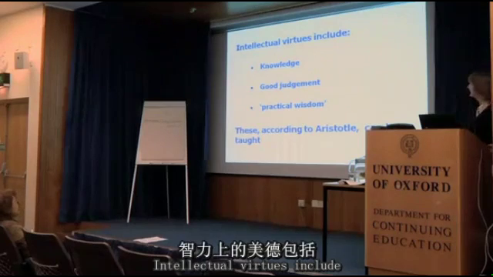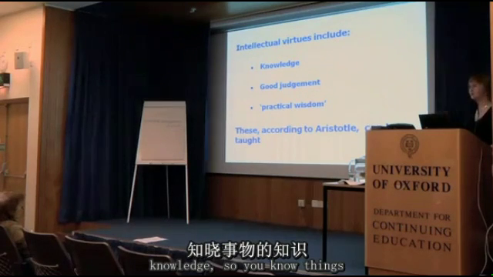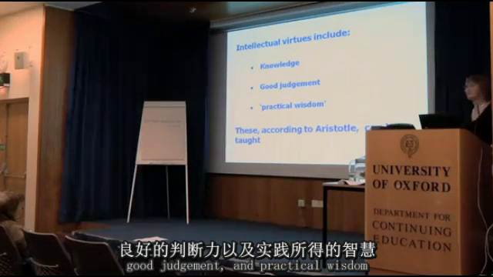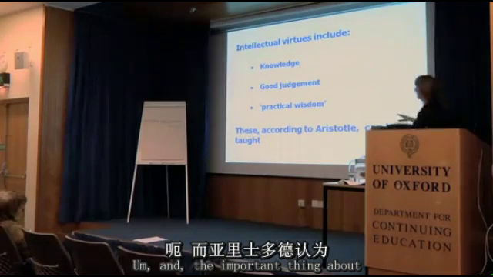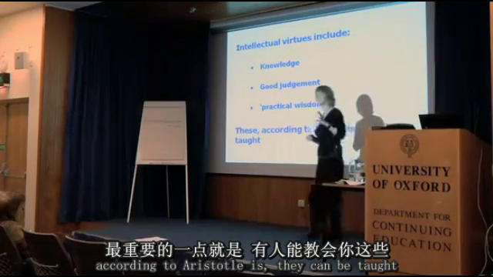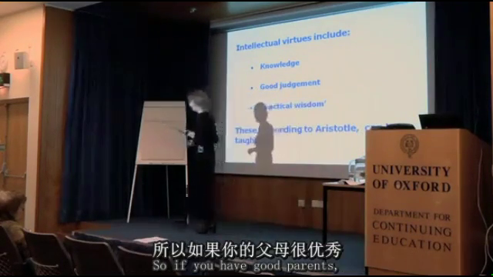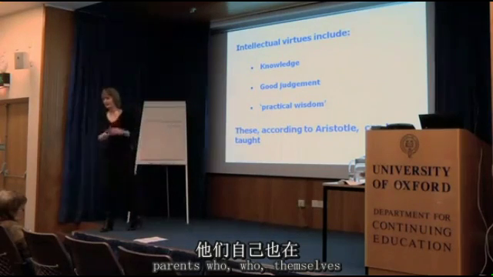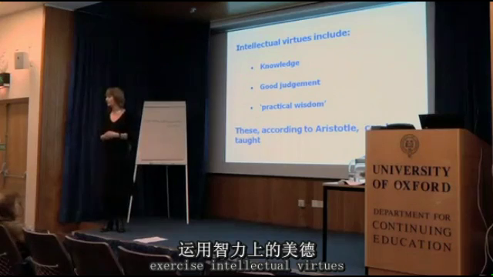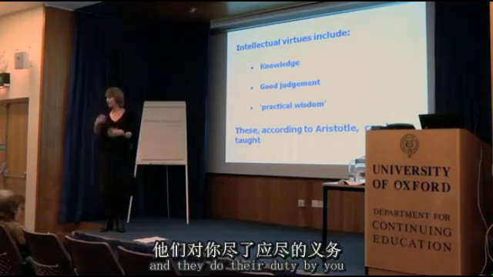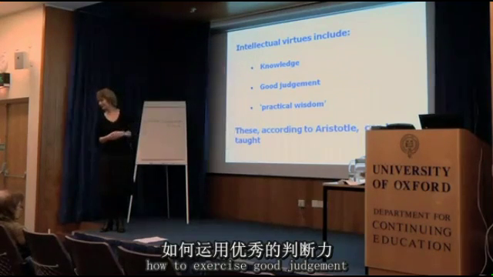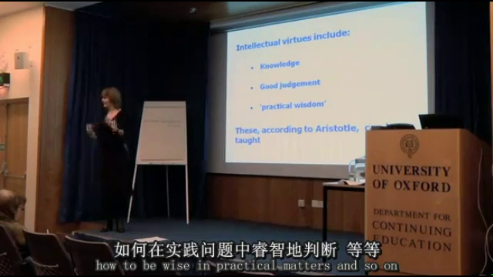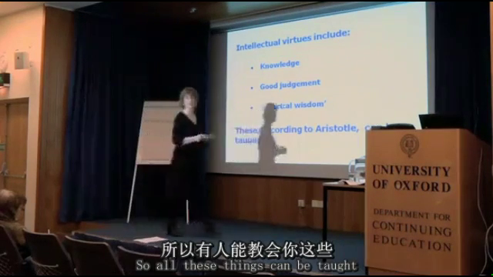Okay, two sorts of virtue. Intellectual virtues include knowledge, so you know things, good judgment, and practical wisdom. In other words, in action, you exercise reason well. And the important thing about the intellectual virtues, according to Aristotle, is they can be taught. So if you have good parents, parents who themselves exercise the intellectual virtues, and they do their duty by you, and you have good teachers who do that, you can be taught how to acquire knowledge, how to exercise good judgment, how to be wise in practical matters, and so on. So all these things can be taught, which is great.